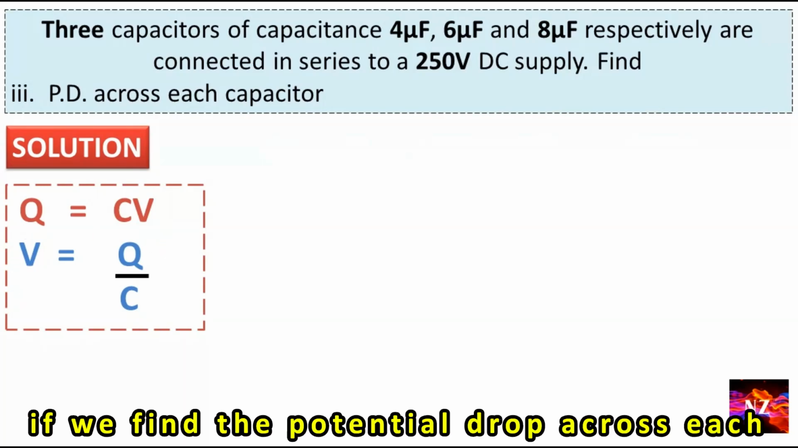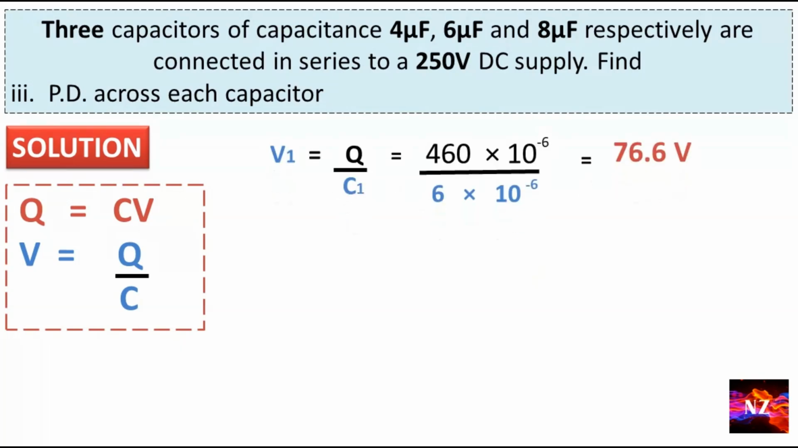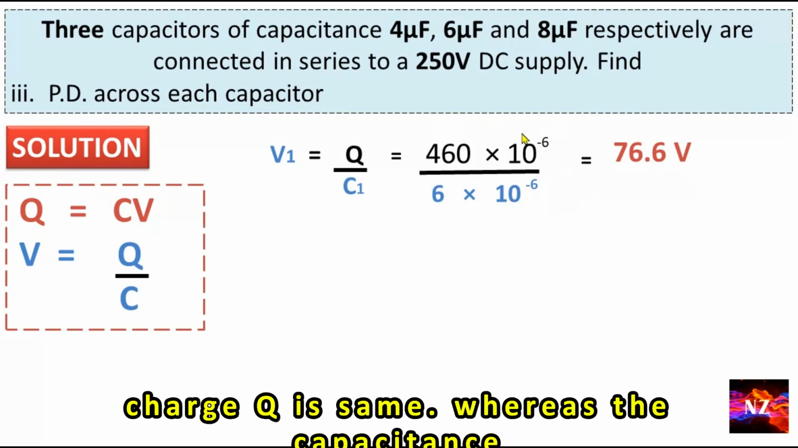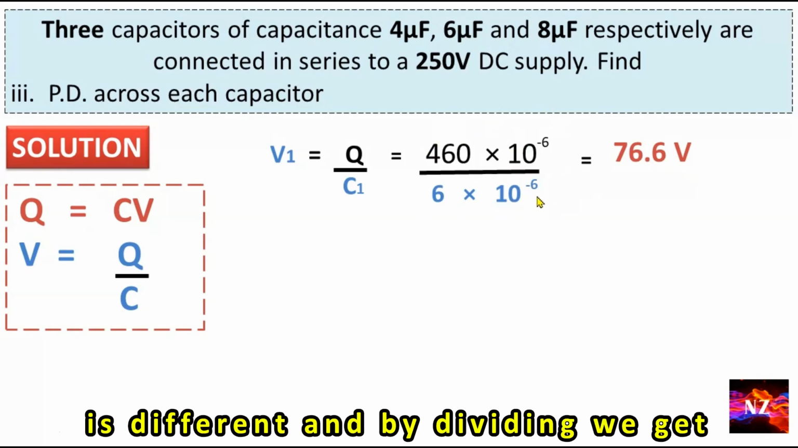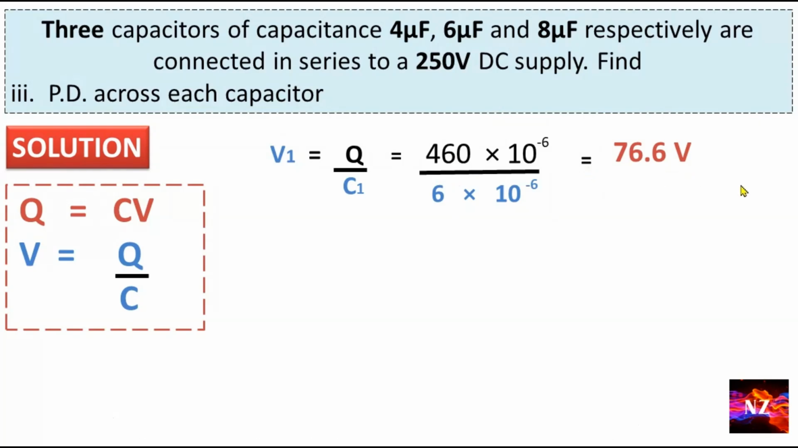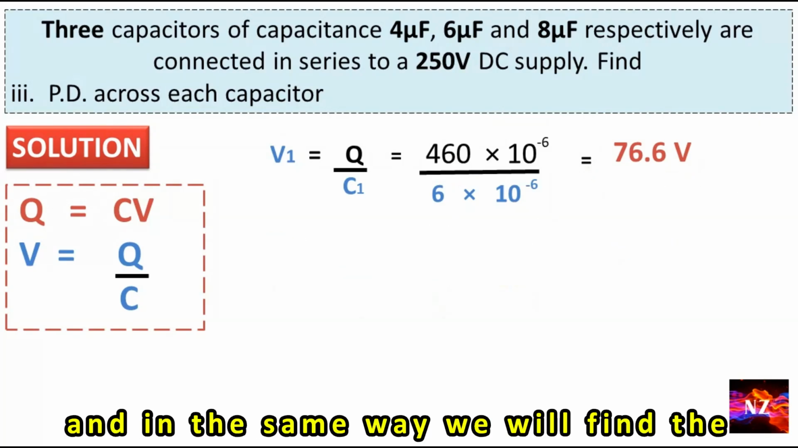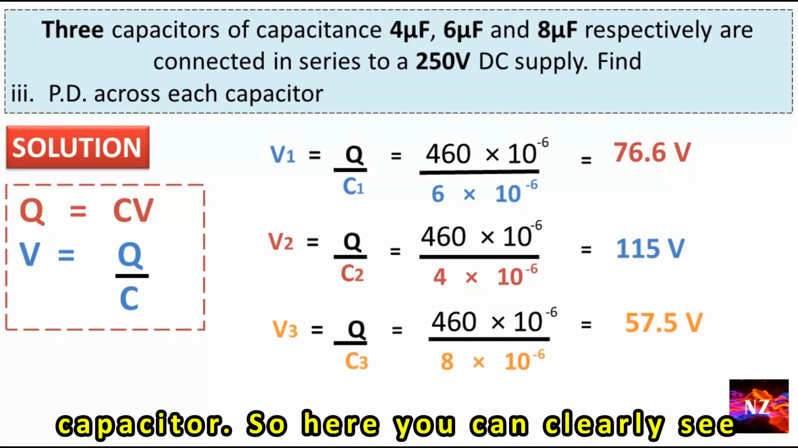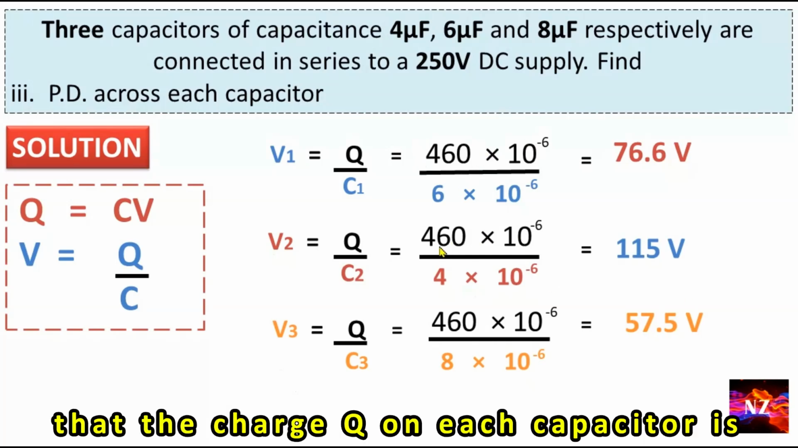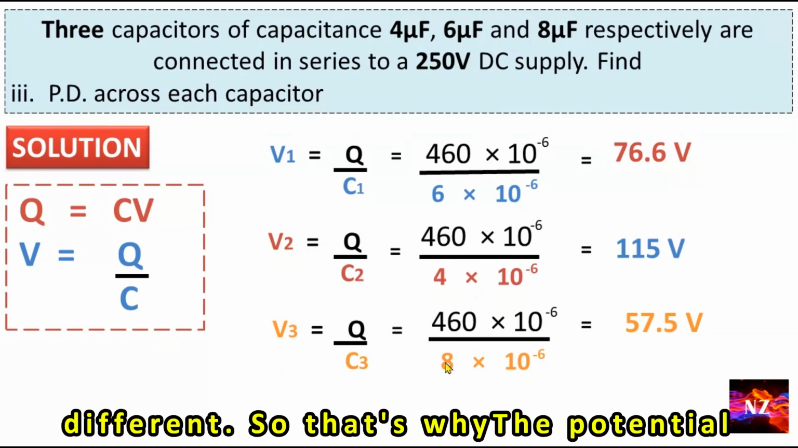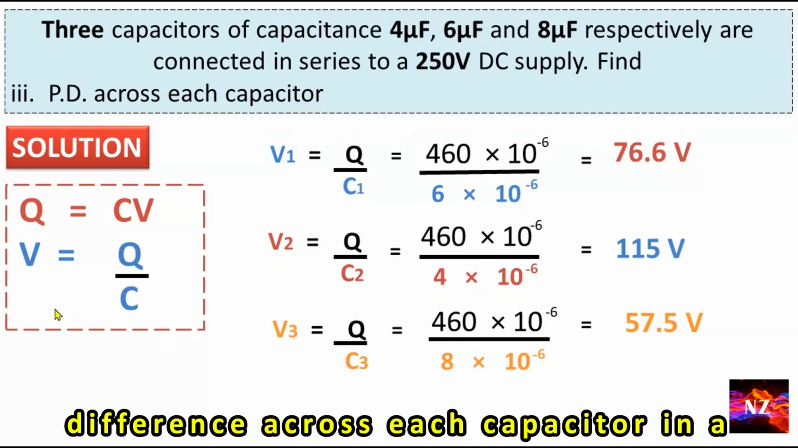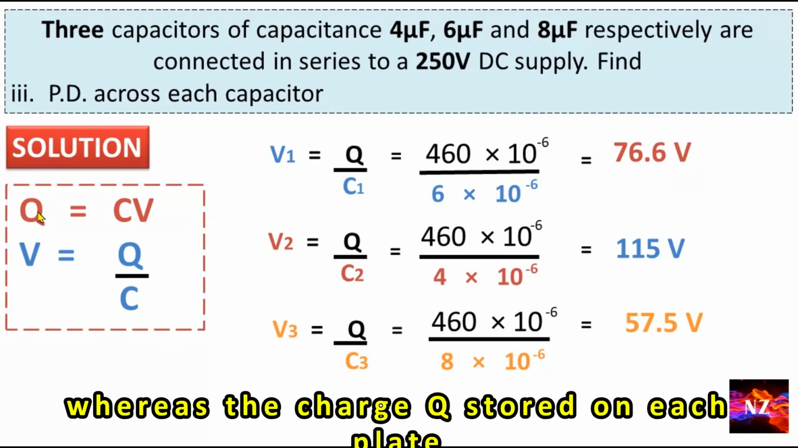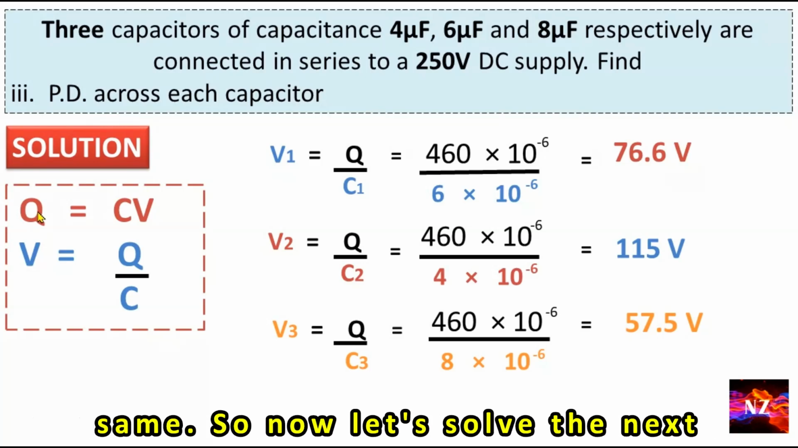So that's why each of the capacitors has different potential drop. So now if we find the potential drop across each capacitor, for the first capacitor with capacitance 6 microfarads, we will put the values. The charge Q is same, whereas the capacitance is different, and by dividing we get this answer. And in the same way we will find the potential difference for the second capacitor as well as for the third capacitor. So here you can clearly see that the charge Q on each capacitor is same, whereas the capacitances are different. So that's why the potential difference across each capacitor in a series combination is different, whereas the charge Q stored on each plate of the capacitor in series combination is same. So now let's solve the next question.